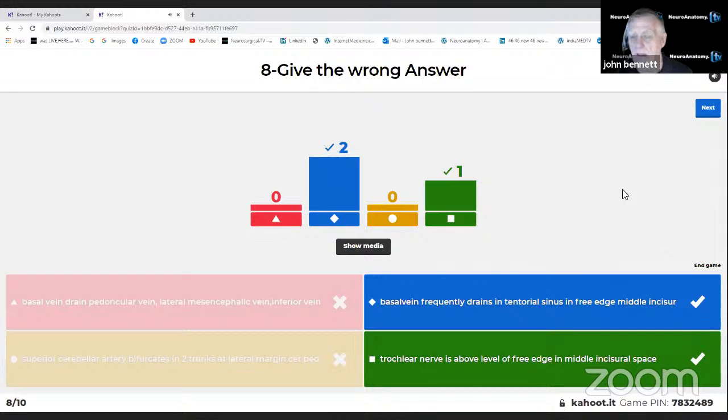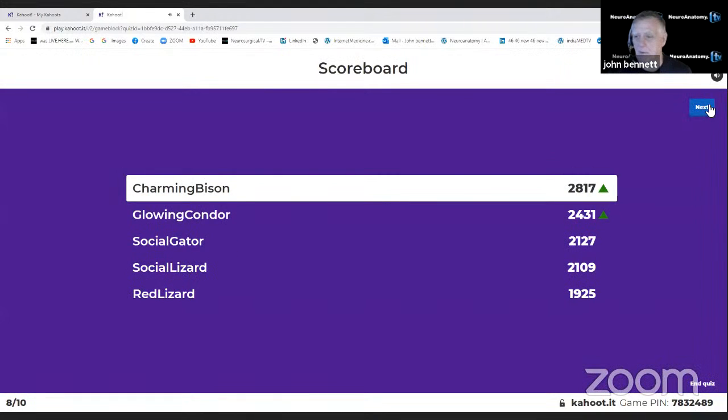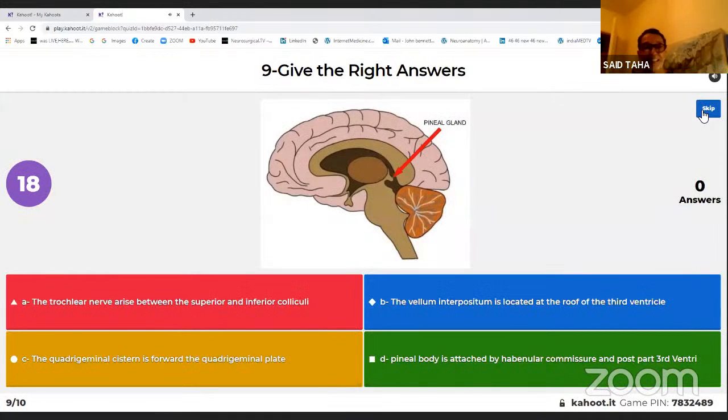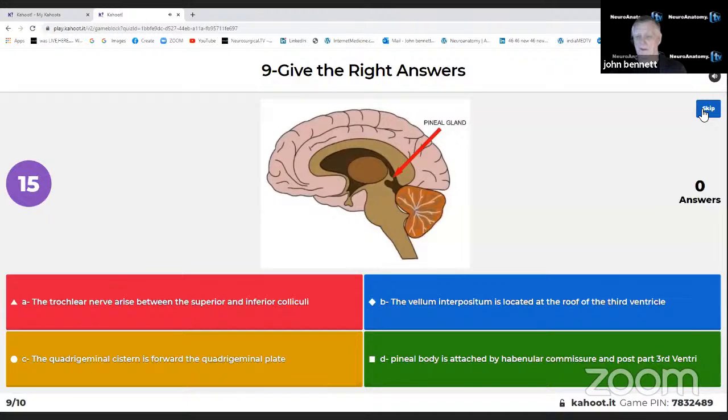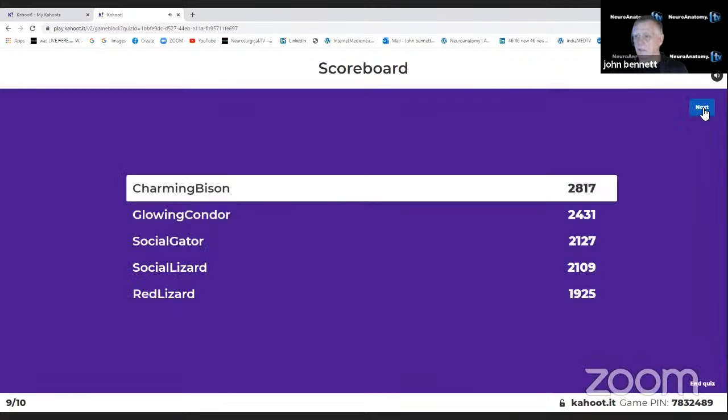2 people got it right. That's great. That's getting better. Okay. Let's see what happens. Social. Oh my God. Charming Bison comes back from the pack. This is down to the wire. The last 2 questions. Okay. The right answer is, let's see, 2 people got it right. Great. Okay, great. Okay, let's see what happens.